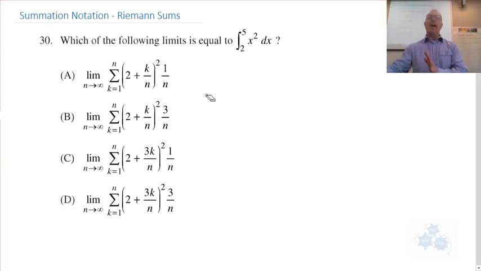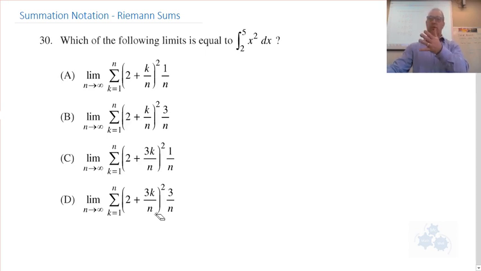Does anyone know offhand which one it would be? Any guesses? I'll take a guess right now. B? D. D. Okay. Is there a reason behind that guess, or is that just a random letter that you chose here? I chose it because it has 3 over n. You chose it because it has a 3 over n. That's interesting. And? I would go with B.